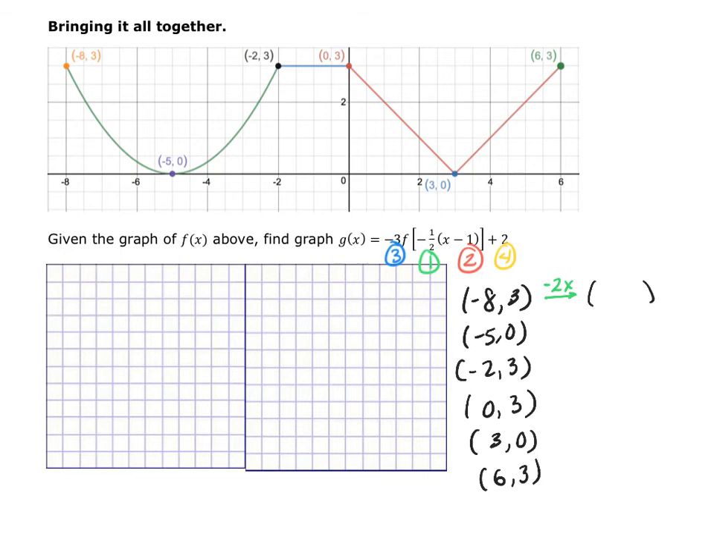What that's going to do, so that's 3, 0, 3, 3, 0, and 3. Notice I've stabilized my y's for the moment. So this becomes positive 16, this becomes positive 10, this becomes positive 4, this doesn't change. This becomes negative 6, and this becomes negative 12.